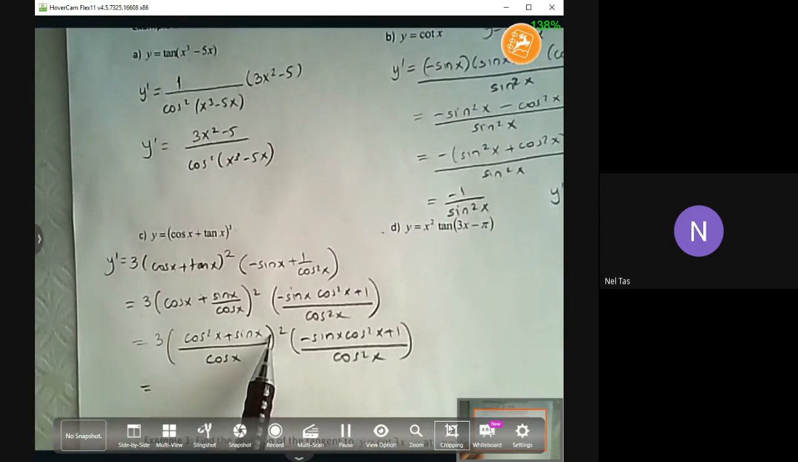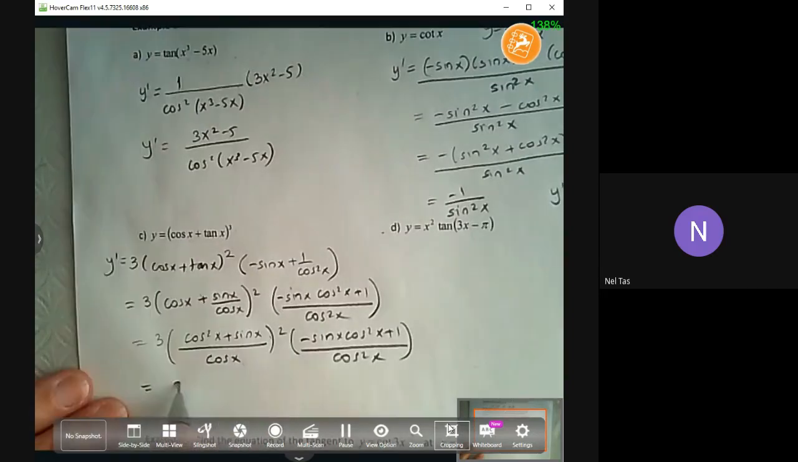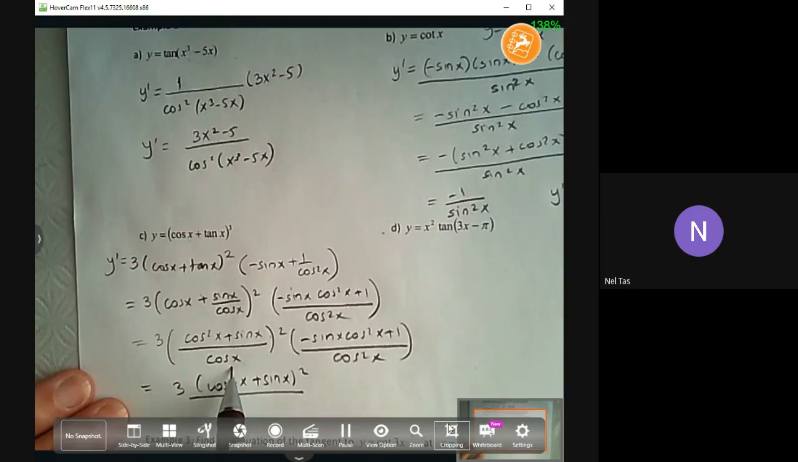So you can distribute this exponent. That will give you cos square x plus sine x, squared, over cos square x, squared. Cos square x times cos square x gives you cos to the power of 4 x. And you still have this negative sine x cos square x plus 1.